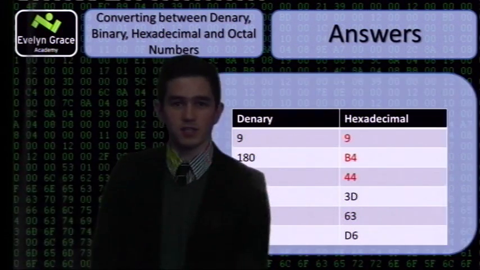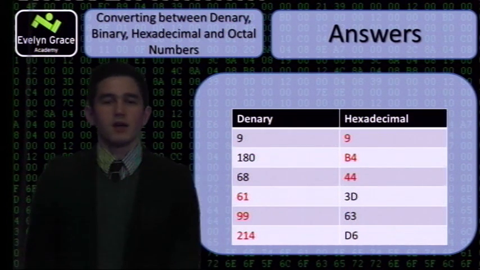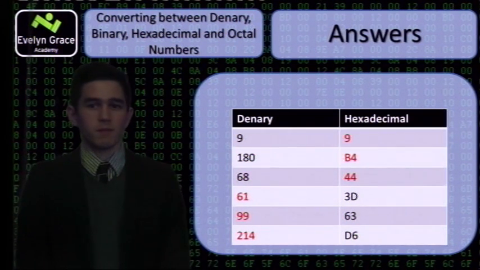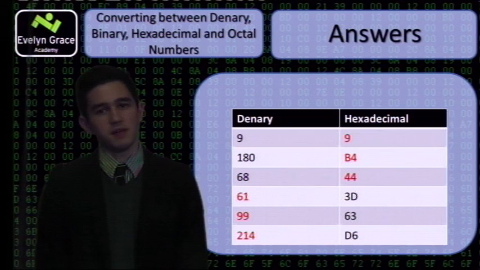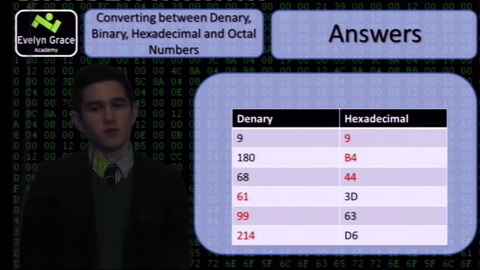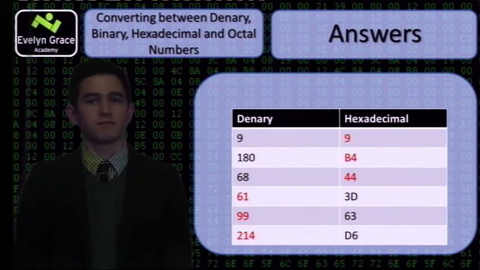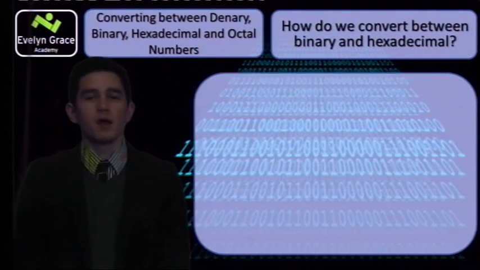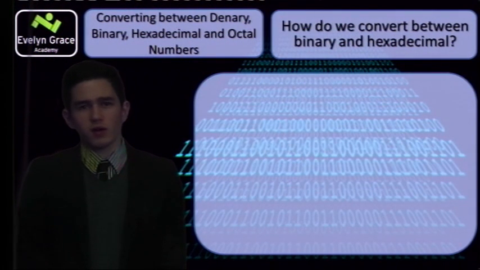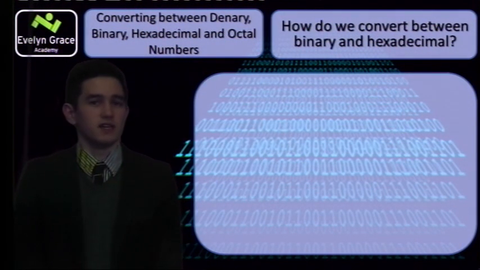Okay, so here are the answers. How did you do? 9 is just 9. 180 is B4. 68 is 44. 61 is 3D. 99 is 63. And 214 is D6. Okay, so now that was quite complicated, but this next section is easier.